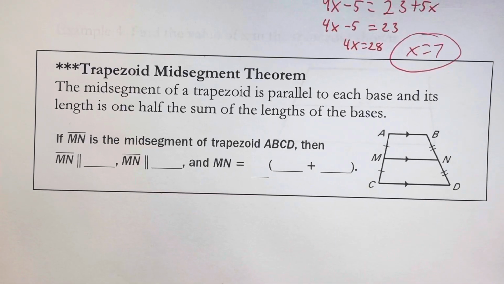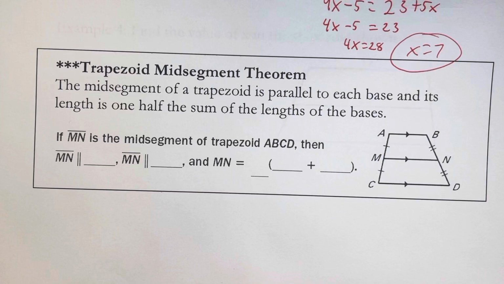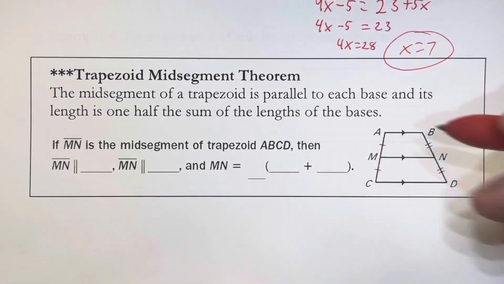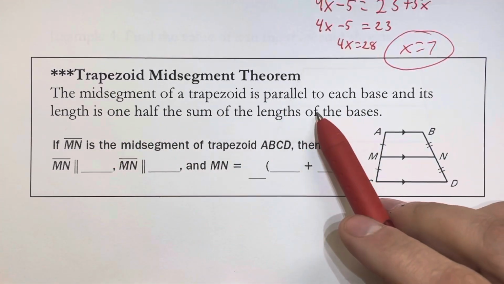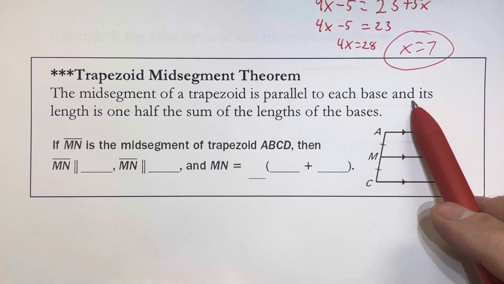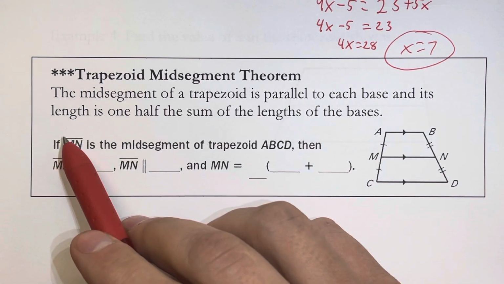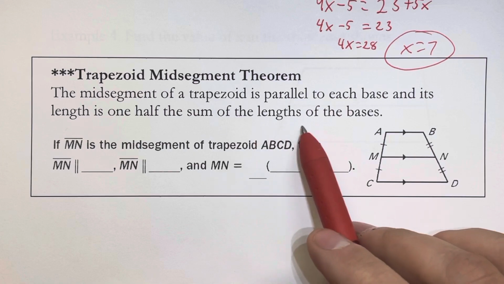Mid-segment of any trapezoid. So everything we just focused on had to do with isosceles trapezoids. This is for any trapezoid. So the mid-segment of a trapezoid is parallel to each base, all right? And its length is 1/2 the sum of the lengths of the bases.